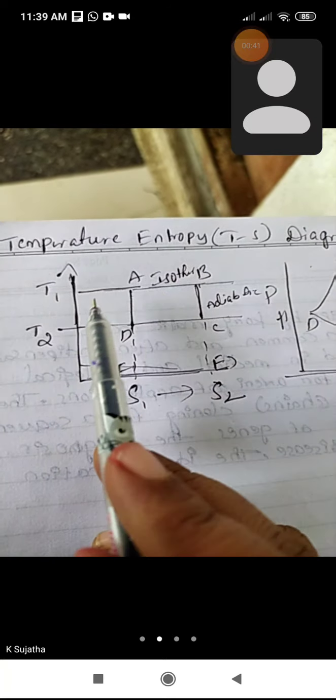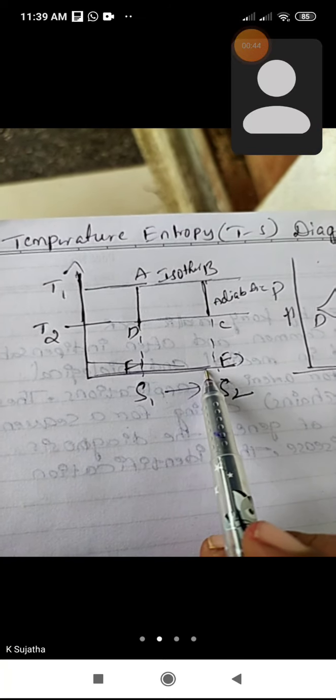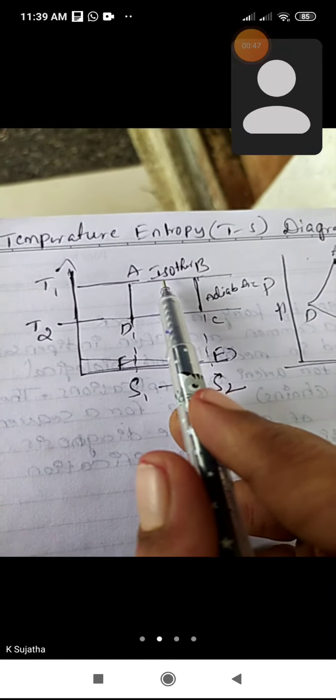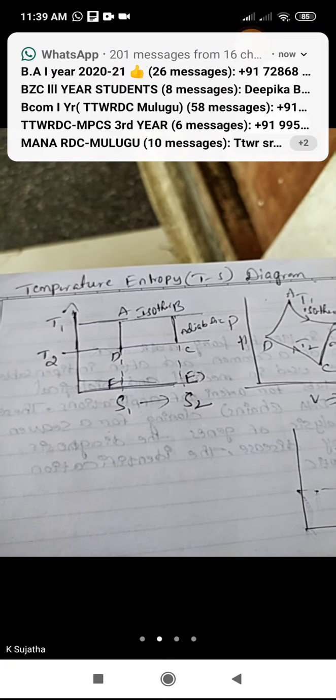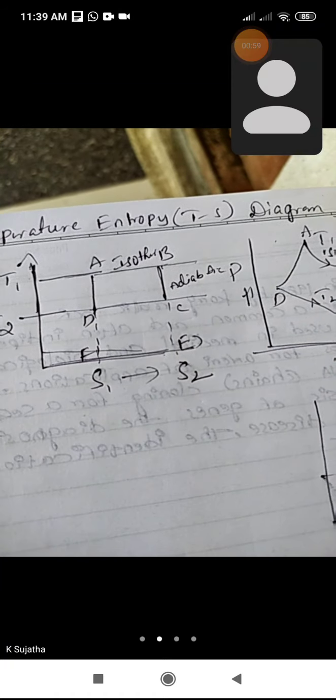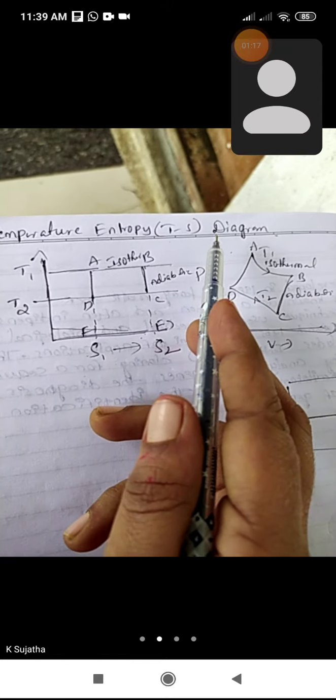Today's topic is the temperature entropy diagram. When we plot a graph between entropy and temperature, we can calculate the entropy and the efficiency of a Carnot engine. That is called a TS diagram. A TS diagram is a graph plotted between temperature and entropy, known as the temperature entropy diagram. Let us discuss it briefly.